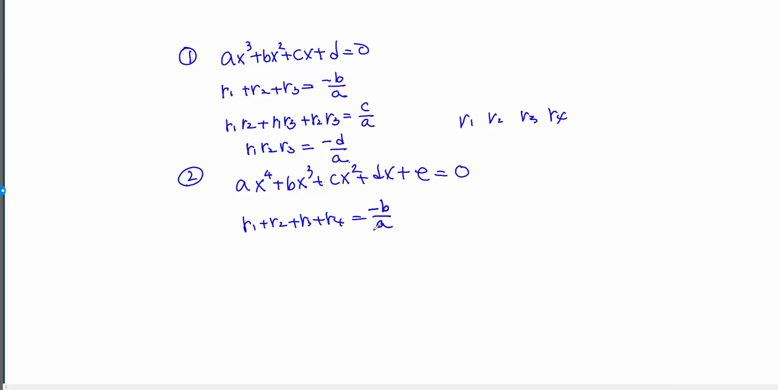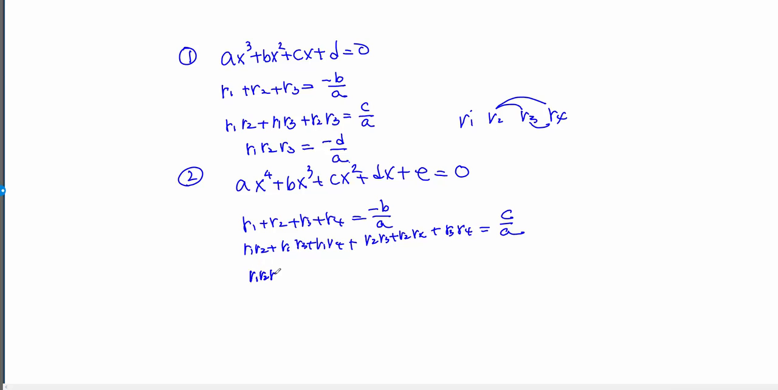It's always negative b over a. We start from here with a negative number. The next one is the sum of two products: r1 r2, r1 r3, r1 r4. The next ones, r2 r3, r2 r4, and the next one, r3 r4, right? This one is c over a. Okay? Now the next one, three products.